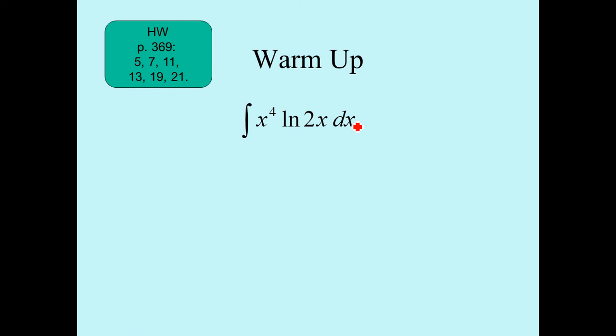But with this, remember, when I see a product, and I can't unproduct it, and I can't find a formula for it, I think integration by parts. And when I think integration by parts, I use my Lippitt guideline as my choice for u. And what is the very first choice? That's right, L, for logs. So ln2x is my u, and x to the 4th dx is my dv.